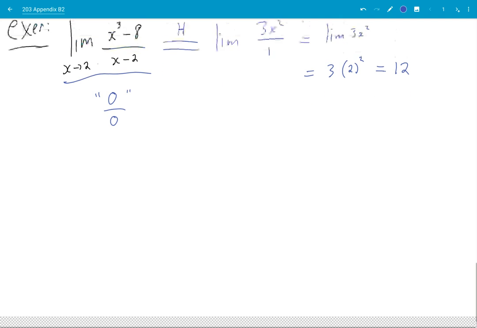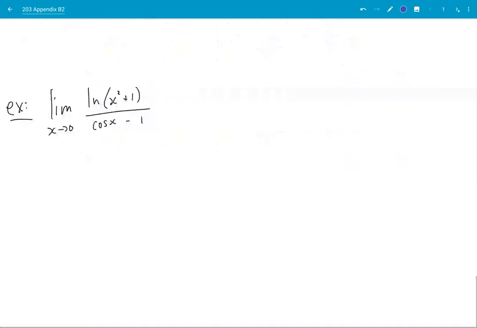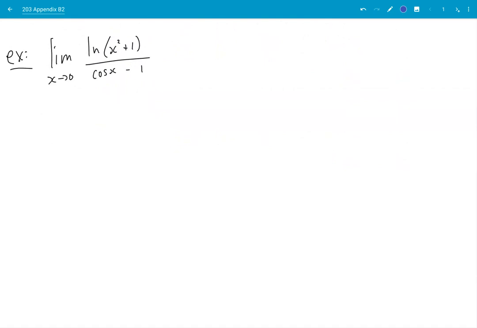Pause, copy. Okay. Next one. Okay, let's check. Ln of 1 is 0. And cosine of 0 is 1. So this is indeed of the appropriate form, or I should say a form that allows me to use L'Hopital's rule.